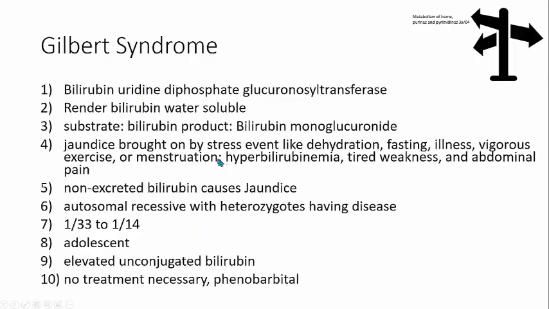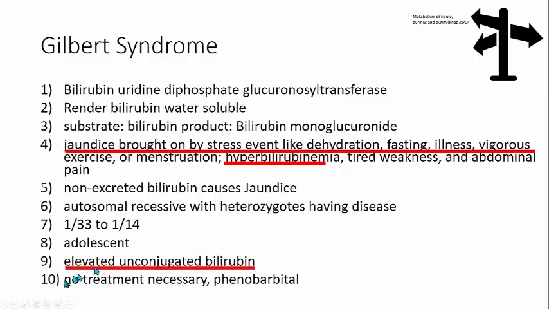Gilbert syndrome is another heme metabolism disorder. This disorder is characterized by jaundice brought on by a stress event like dehydration, fasting, illness, all sorts of things. Even menstruation in young women can bring on a symptom of jaundice. You will see hyperbilirubinemia with these patients, and you will see elevated unconjugated bilirubin in their blood.